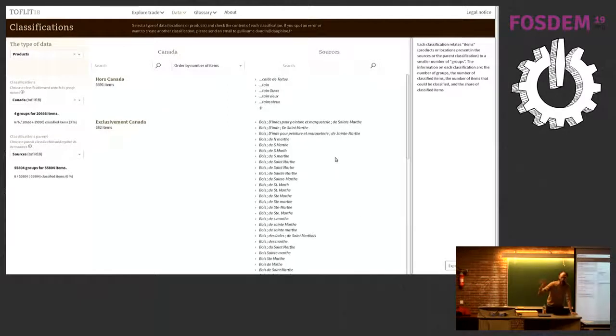And you can then check, we can go back to the source, which is very important for historians, to check how the aggregation has been made. That's mandatory to do research in a way.